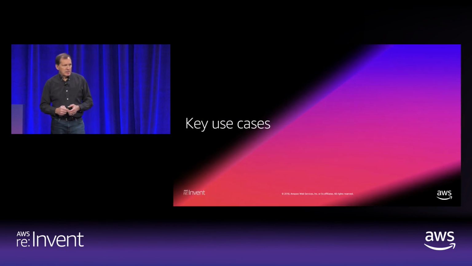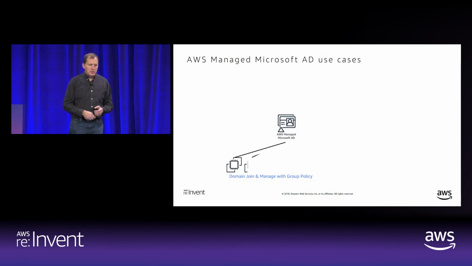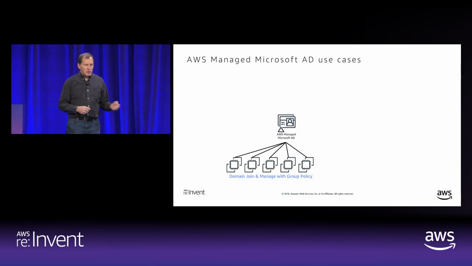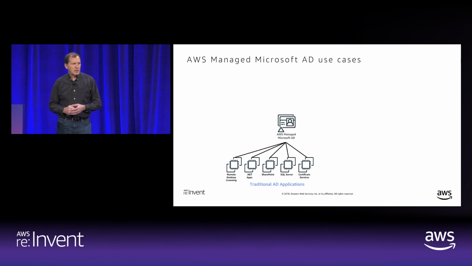Let's talk about the use cases here. The first key use case is that you can domain join and manage EC2 instances using group policy in the managed AD. Once you've joined the instances to the directory, you can run traditional AD applications like remote desktop licensing service, .NET applications, SharePoint, SQL Server, certificate servers, anything you can think of that's normally an AD type of an application.